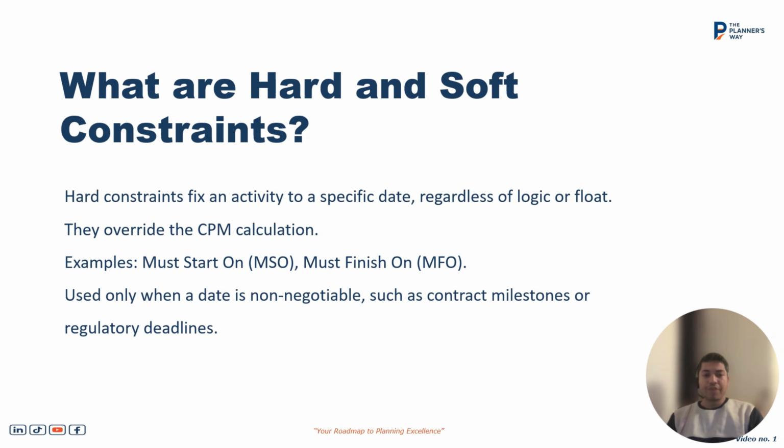In any program, there are two types of constraint. One is the hard constraint and the second one is the soft constraint. The hard constraint is something which has the potential to amend the logic flow. If the program needs to be completed or started by a particular date, or any particular activity needs to start on that particular date, that is the must start on or must finish on, which we can't go beyond. In that case, we have to introduce these constraints.